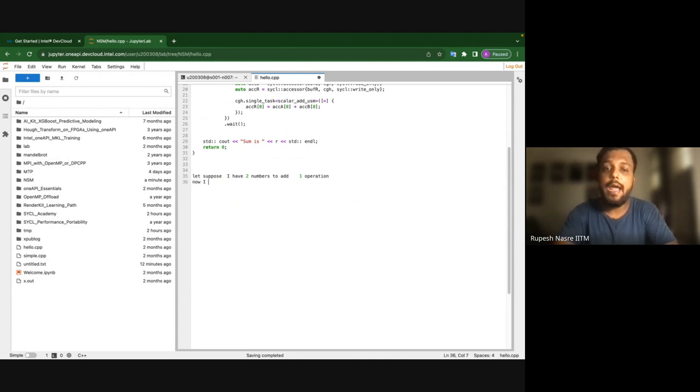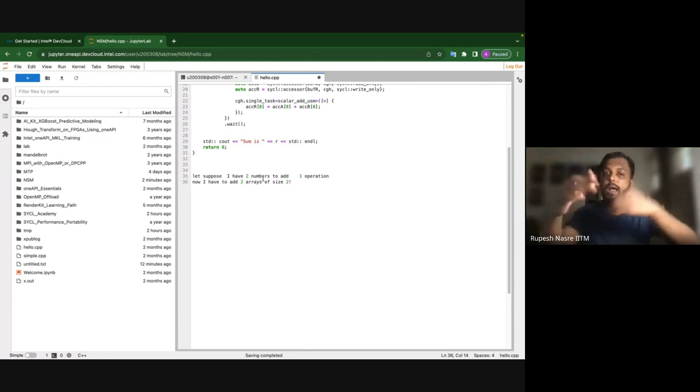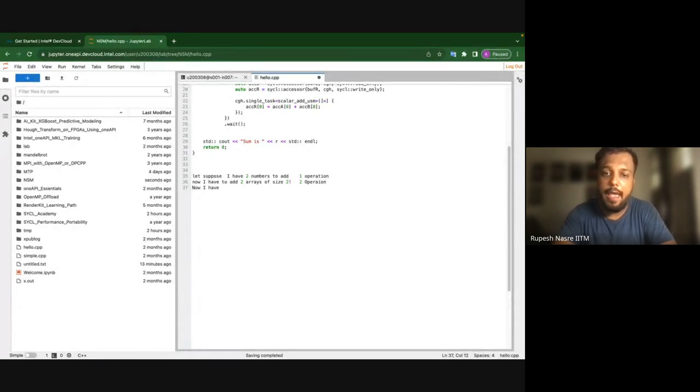Now I have to add two arrays of size 2. I have to add corresponding numbers of the arrays and store them into a different array, right? So how many operations will it take? It will take two operations in full, right? Now I have to add two arrays of size n. How many operations will it take? N operations.